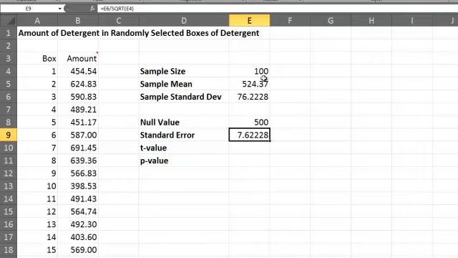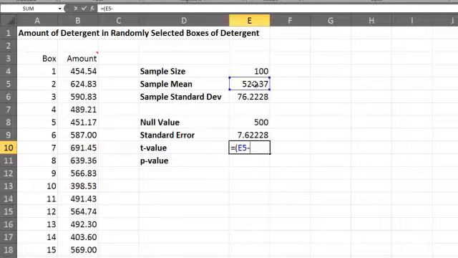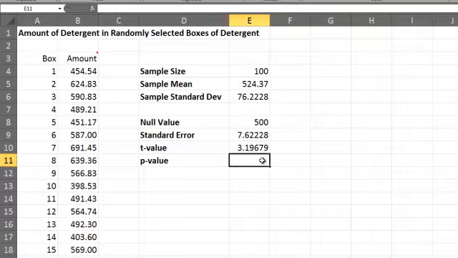All right, so the question is, how many standard errors is my sample mean above the null value? And we can find that out fairly easily. So that t-value is going to be the sample mean minus the null value divided by the standard error. Now we find out that this sample mean is just over 3 standard errors away from the null value, just over 3 standard errors above the null value. So intuitively we start thinking this is a fairly significant amount of distance away from the null value, but we can quantify this really well using the p-value.